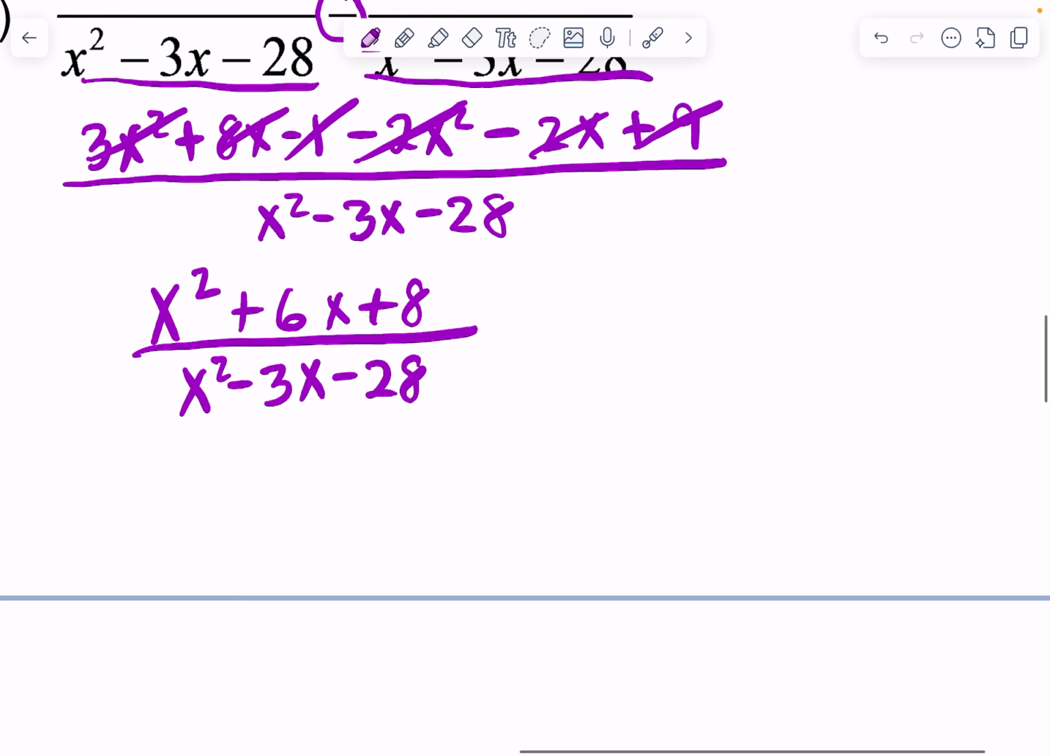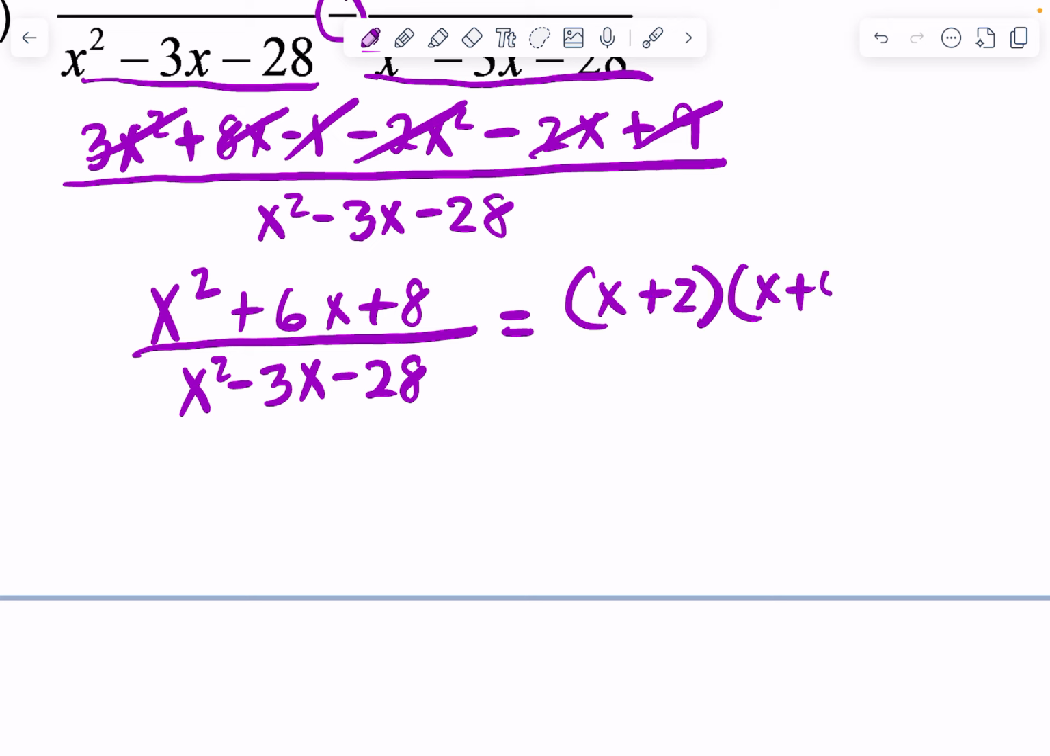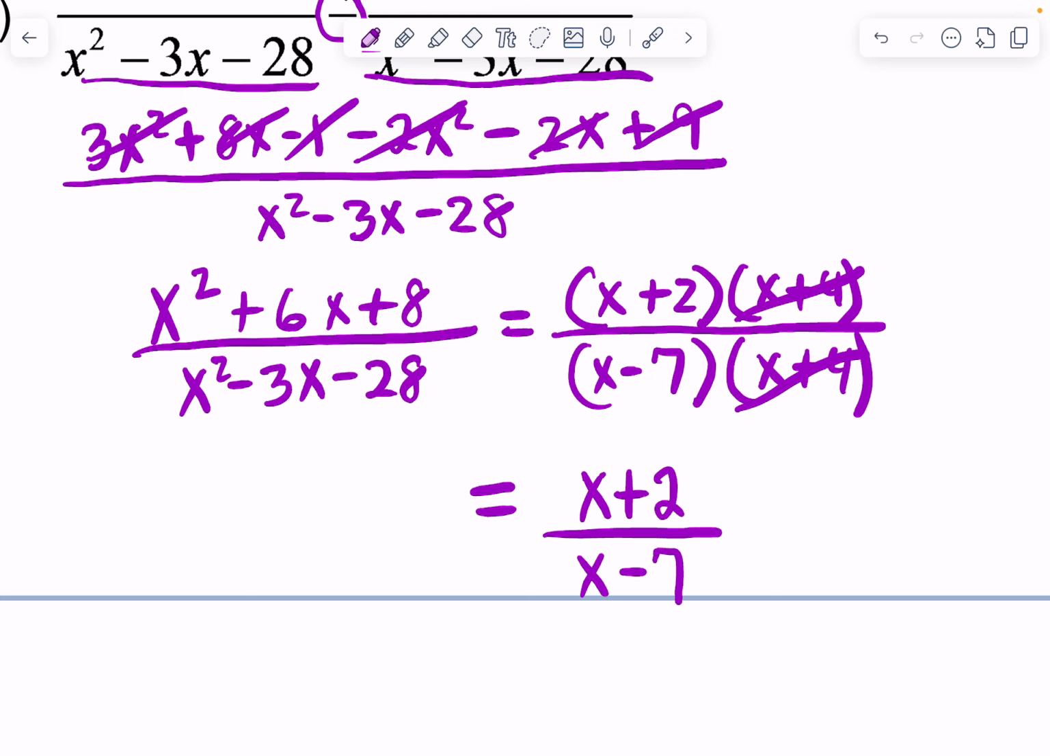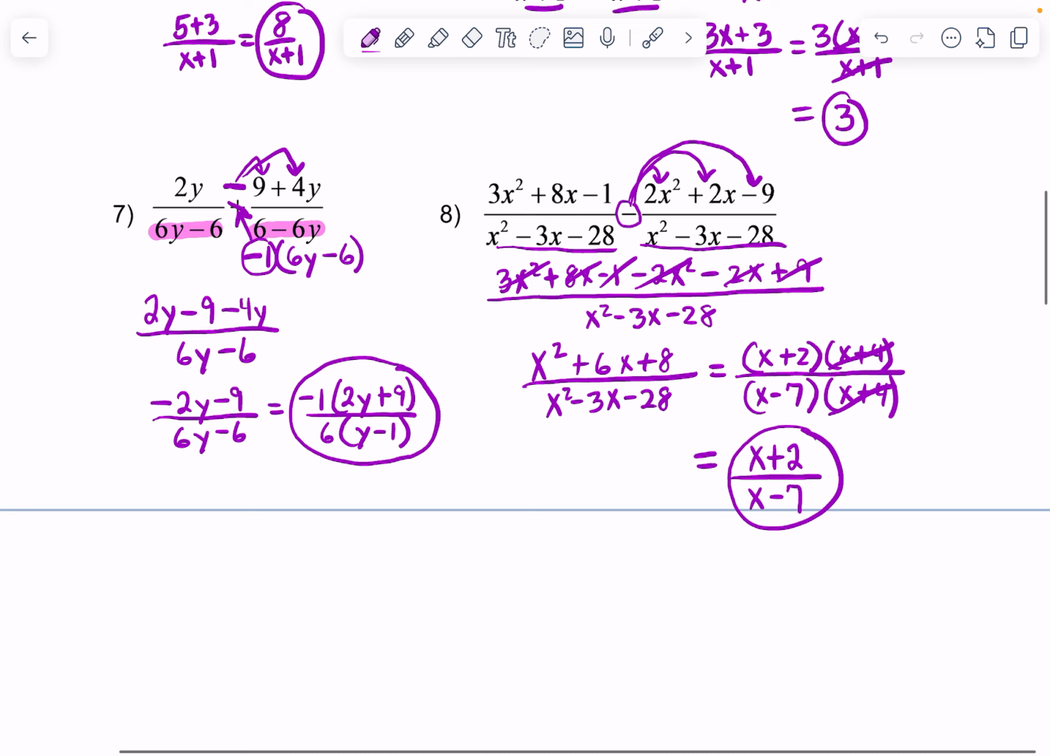Now let's factor and simplify. So we can factor the numerator to x plus 2 times x plus 4 over x minus 7 times x plus 4. And then we can cancel out the x plus 4 in the numerator and denominator here. That cancels out to 1. And my answer is x plus 2 over x minus 7. And there you have it. Not that bad at all. A little tedious, but you got this.